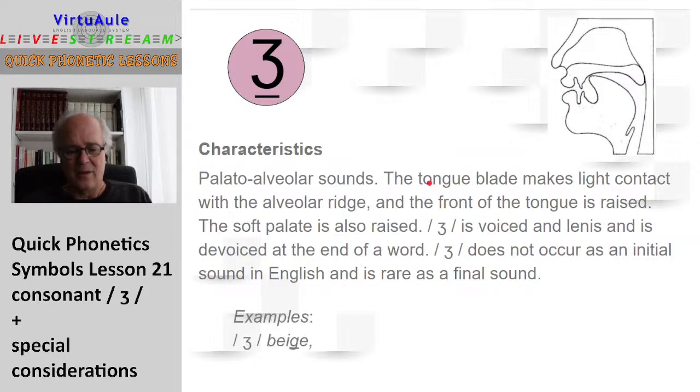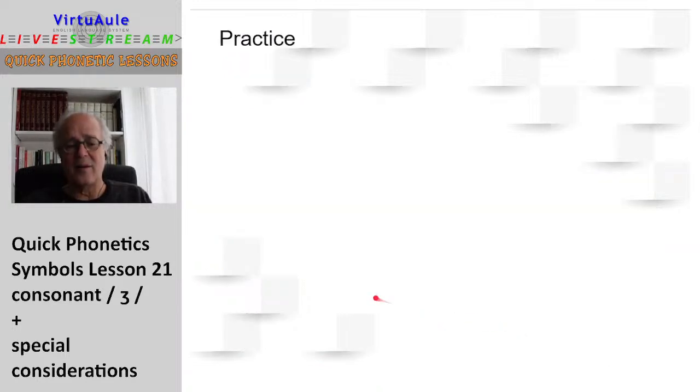So look at some words. Beige. Okay, it's rare as a final sound, but here it is. Beige. Measure and vision. Okay, that's the last that we'll be doing. Let's just practice here.